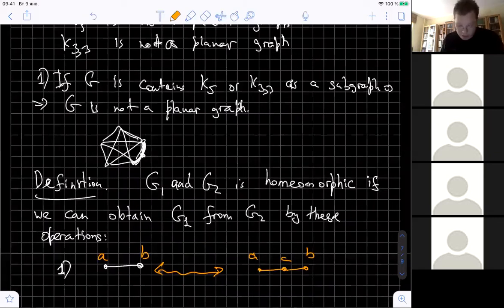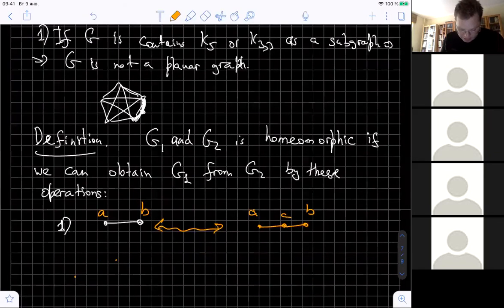If you have two vertices and the edge between them, then you can add one more vertex between them, the vertex C, and then connect it to A and B. So instead of one edge AB, you will have a new point C and two edges AC and CB.